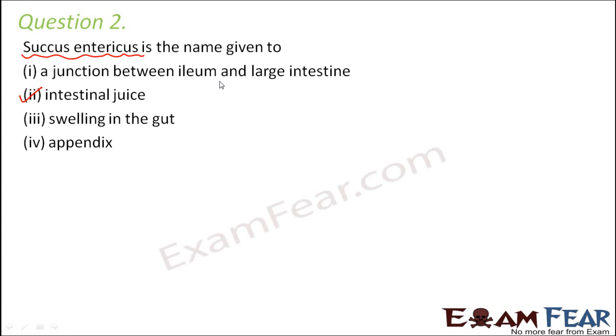Now, the junction between ileum and large intestine, what was that? That was the ileocecal valve. Correct. What do you mean by swelling of gut? That is a disease, a disorder, you can say. Appendix, again, is just an extension of the large intestine, the vermiform appendix. So that is also not the right answer.